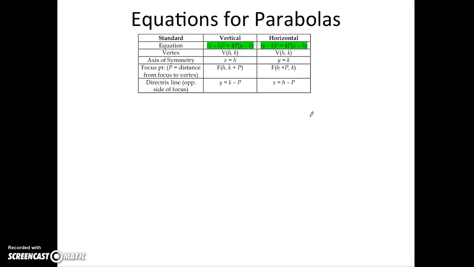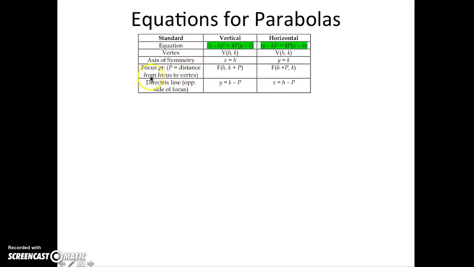For the equation of the parabola, we're either going to have a vertical or a horizontal parabola. So for vertical parabolas, we have (x minus h) squared equals 4p times (y minus k). The vertex is going to be (h, k). The axis of symmetry is going to be x equals h. The focus is going to be (h, k plus p). And the directrix is going to be a horizontal line at y equals k minus p.